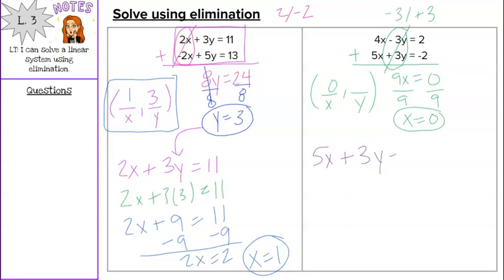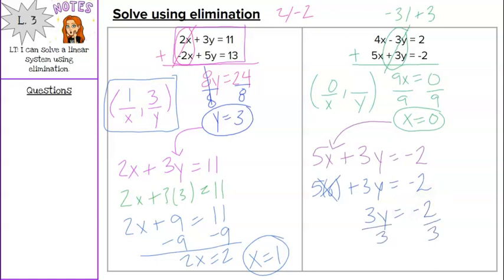5x plus 3y equals -2. I know what x is. I can make that substitution. I replace x with 0. And now I can solve this equation. 5 times 0 is 0. So that is eliminated. We have 3y equals -2. Divide both sides by 3, and we get y equals negative 2/3.